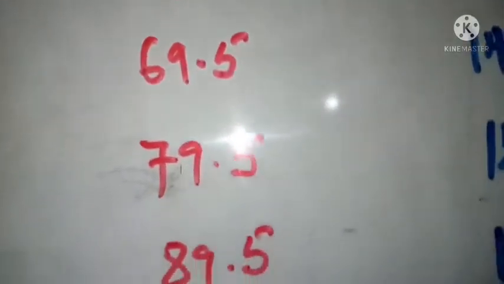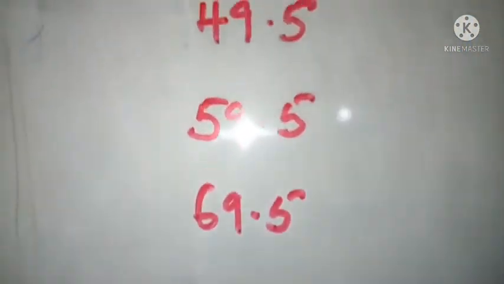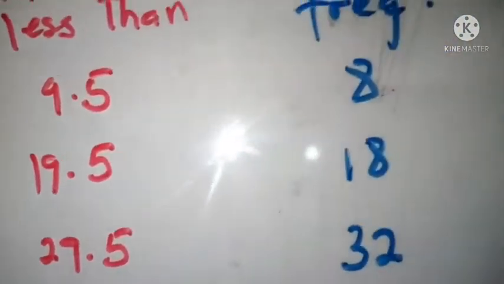So you have to do this for all the intervals, right? This is how easily you get your max less than. Okay, now you have 1, 2. What about the second one?